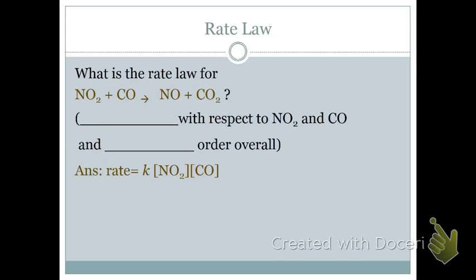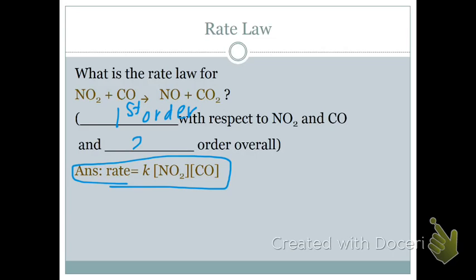So in this particular equation, this is how I would write the rate law, right here, because there's just 1 and 1. And this is the way you would say it. It would be first order with respect to NO2 and CO, and second order overall. And all I did was add up the exponents. 1 plus 1 is 2. Okay? Let's say I had this equation.